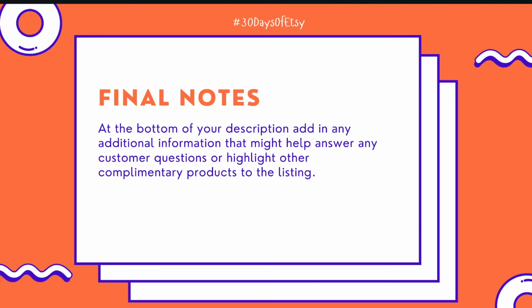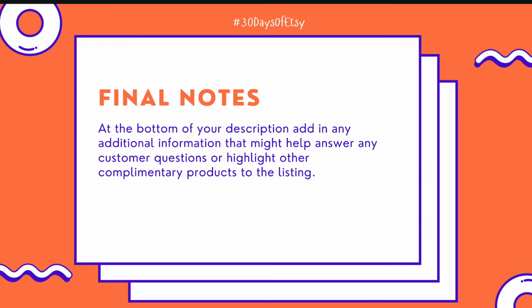So finally, at the bottom of your description, you want to add in any additional information that might help answer any customer questions or perhaps highlight other complementary products to the listing. So that way you're kind of cross-promoting your products. You could perhaps add a link to your opt-in form so people can subscribe to your email list. So this is where you want to add any additional information like that. Okay? So that's your description.